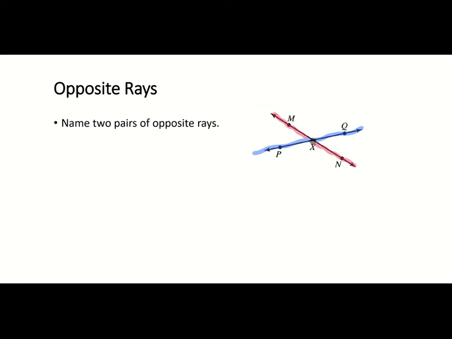So one pair of opposite rays would be XM and then XN. The other pair would be XP and XQ. Oops, didn't do a very good job. That's ray XQ. So where the two lines intersect at X, that's going to be your starting point for your opposite rays.